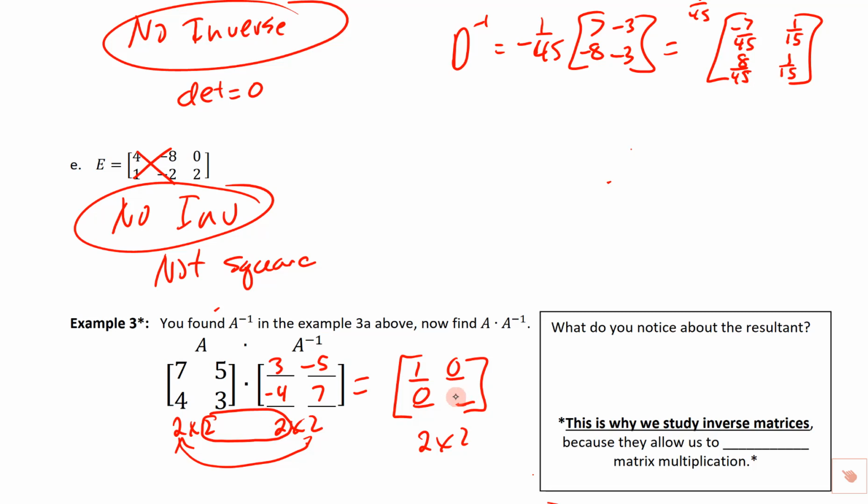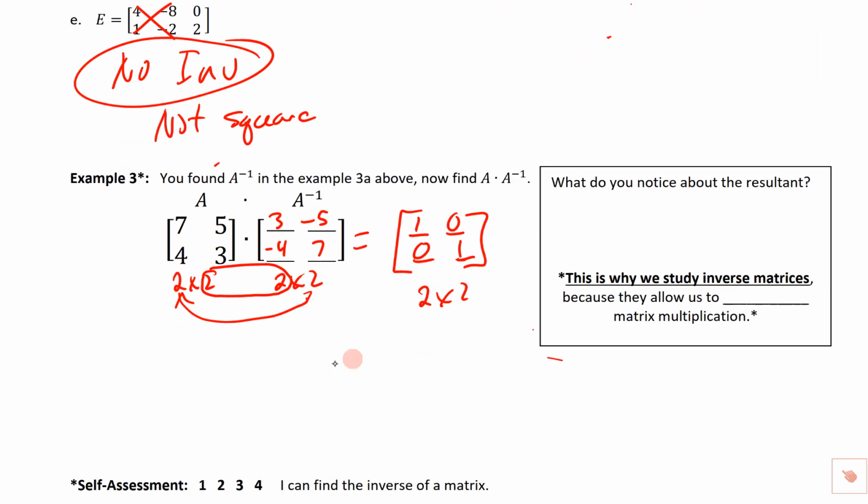So this is second row, second column. Second row multiplied with the second column. This is going to be 4 times -5, that's -20. 3 times 7 is 21, so when you do -20 plus 21, we end up with a 1. So what we have here is the I2 matrix, the 2 by 2 identity. This is what we get. So when we multiply the matrix by its inverse, we end up with the equivalent of a 1.